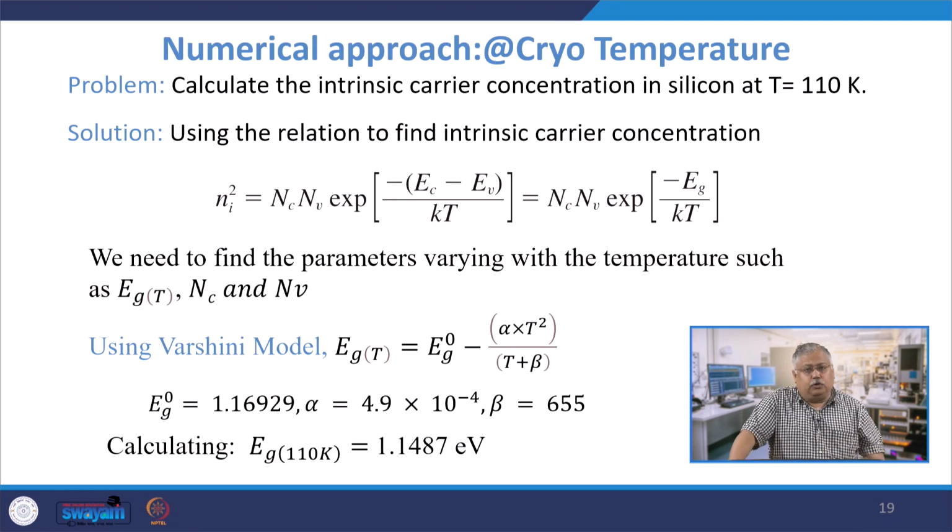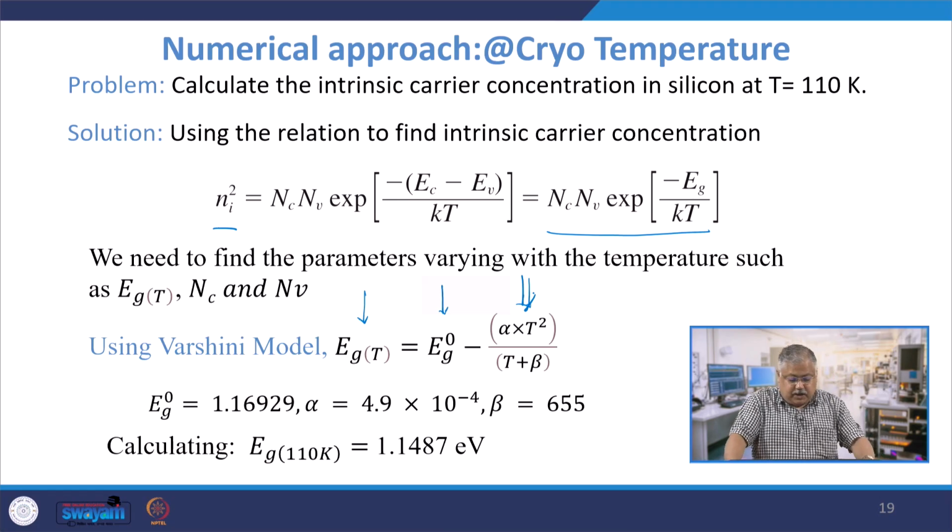Let us look at a numerical approach to consolidate what we are discussing now. We are told to calculate the carrier concentration in silicon at T equals 110 Kelvin, let us suppose, or maybe 100 Kelvin, does not matter. If you use this relationship, I get Ni square equals NcNv exponential minus Eg by kT. Now there is a model which I have already discussed earlier, known as the Varshni model. Within this Varshni model, it relates the band gap at any temperature T with the band gap at 0 Kelvin, and it depends upon capital T. We refer to this as Eg0, given by this quantity.